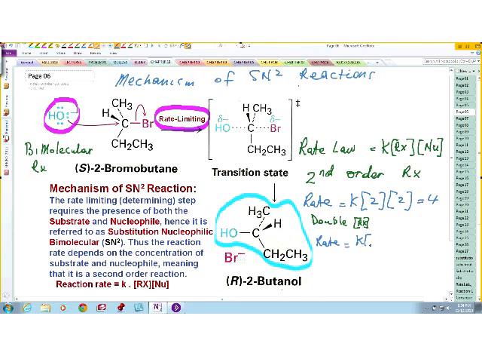So we have this here. Okay, so we double this. So that becomes 4 moles per liter, right? And we keep the concentration of the nucleophile constant. What happens here? It becomes 8. So what happened to the rate of the reaction? It's doubled, right? Supposing we double the concentration of the nucleophile.